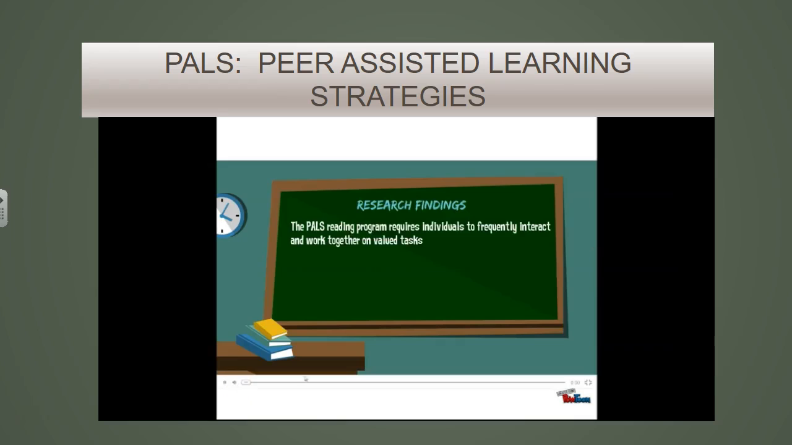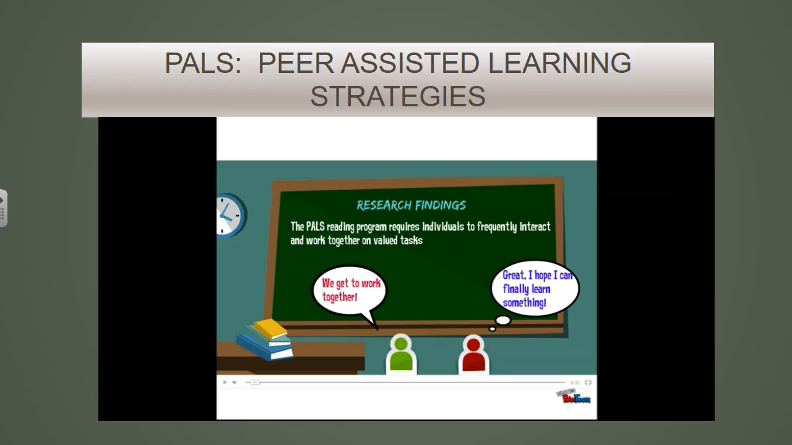Simple. The PALS reading program requires individuals to frequently interact and work with one another on valued tasks in a setting that they might not normally have done so.